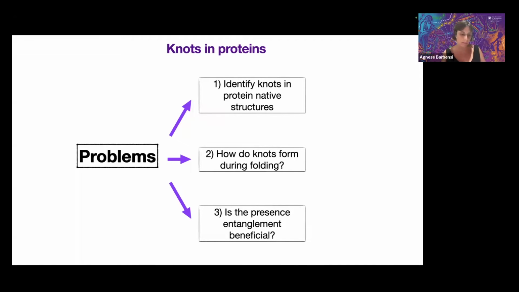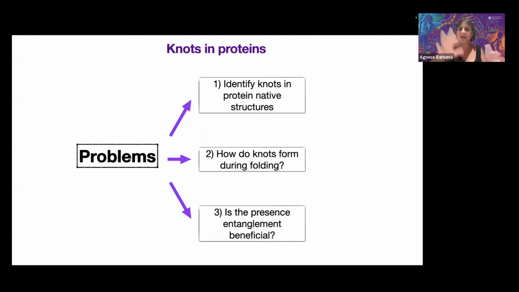And at the same time, the actual presence of entanglement in proteins brought the question of how knots are created in proteins during folding in the first place, since this seems kind of counterintuitive in some way. And more importantly, since creating knots in proteins seems to be a difficult task to achieve, why are there knots in proteins? Is there some benefit for the presence of knots in proteins? Is there some biological function coming with the presence of knots in proteins?